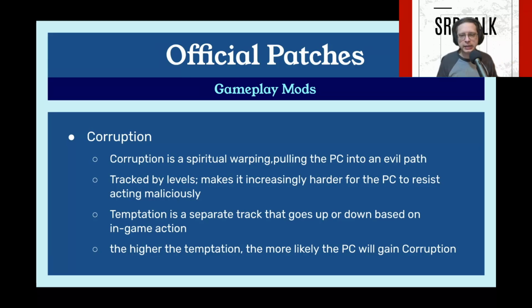And temptation is specifically going to trigger whenever you need to make corruption rolls, which could potentially add new levels to that. Unlike the corruption, which basically goes up to a certain level and stays there, temptation goes up and down based on in-game actions, things that are done to the players or done by the players. Again, the higher the temptation, the more likely it is that the player character will either have to do corruption rolls or potentially will fail corruption rolls and therefore will gain levels of corruption.